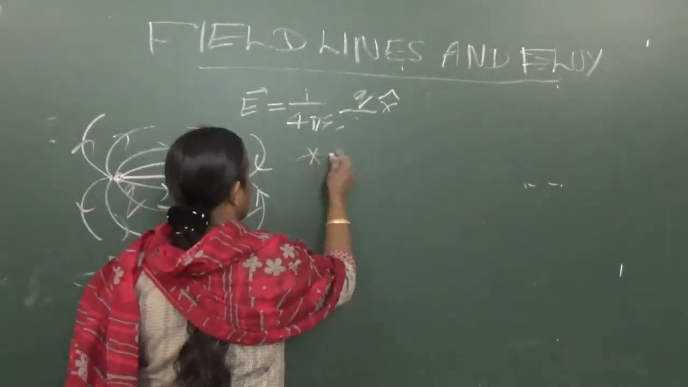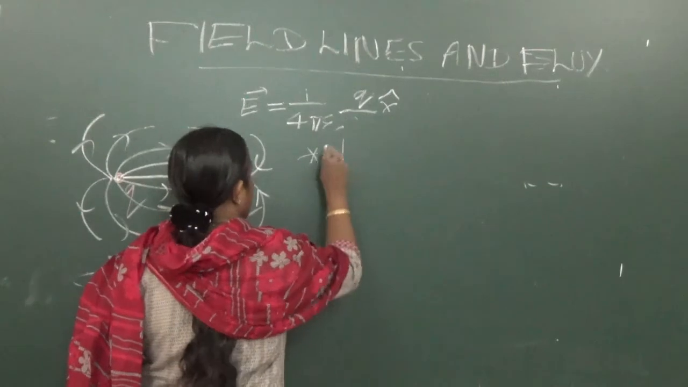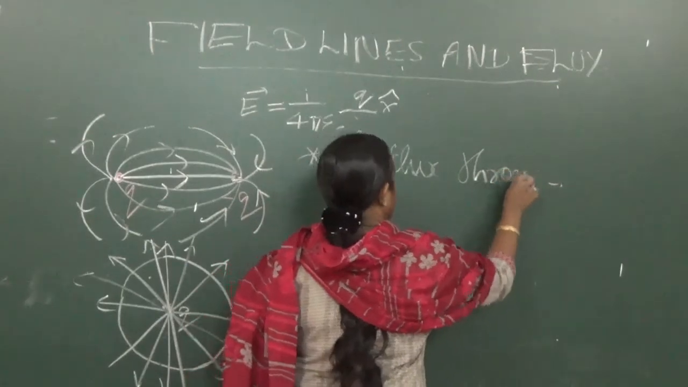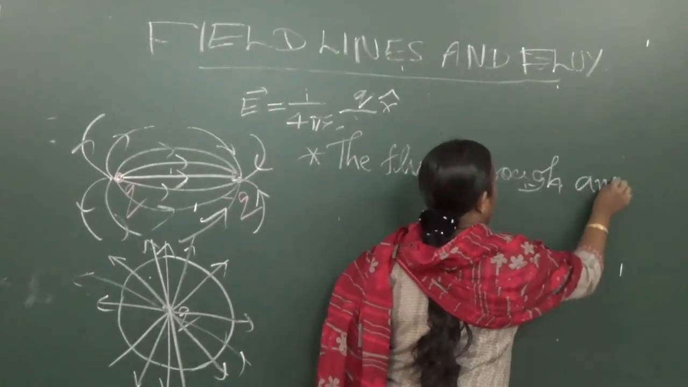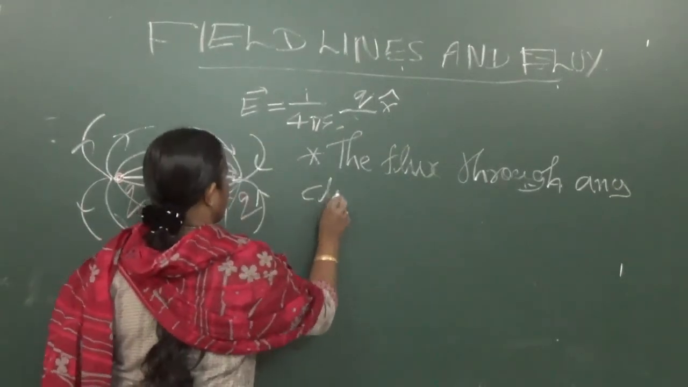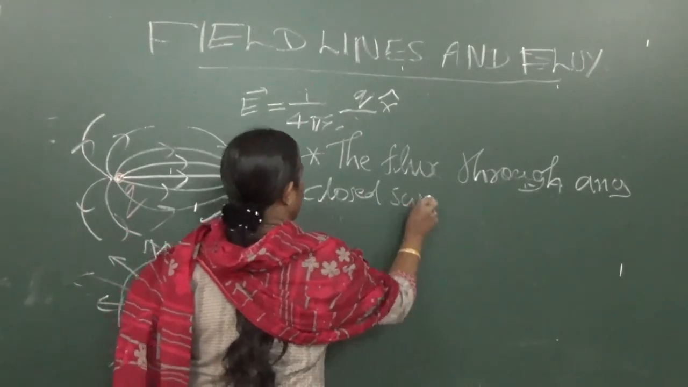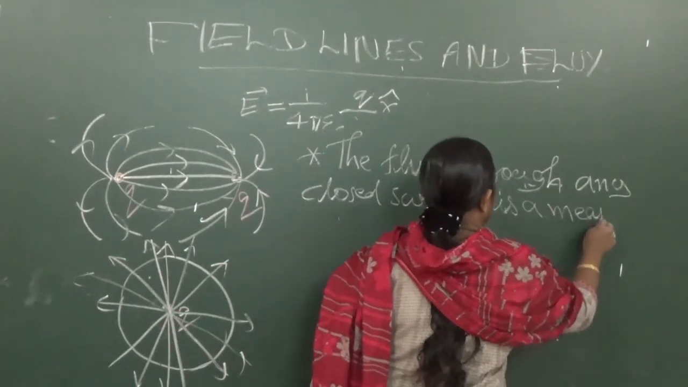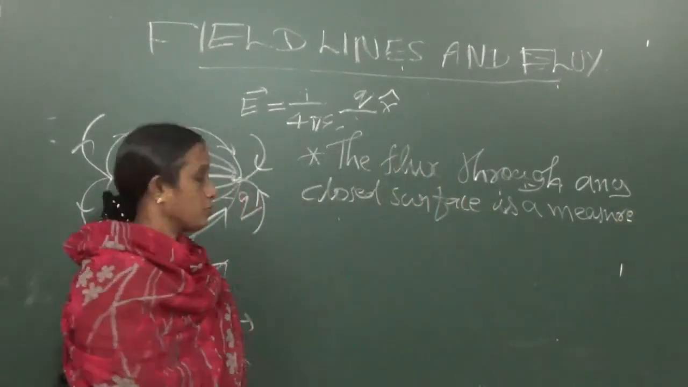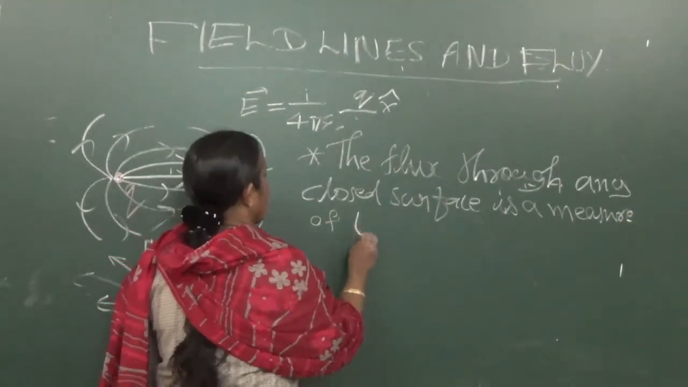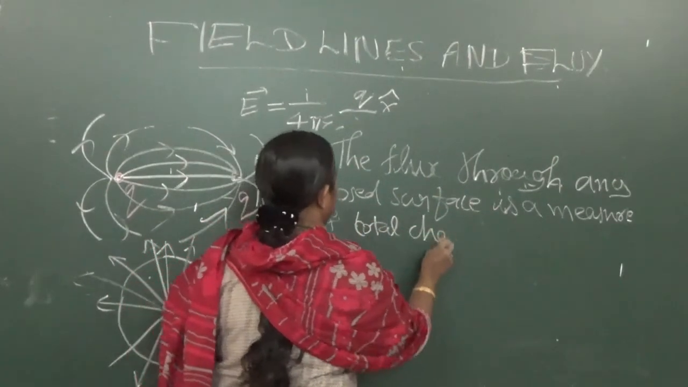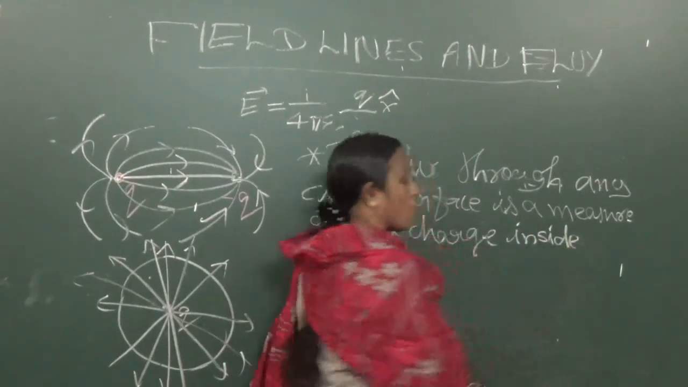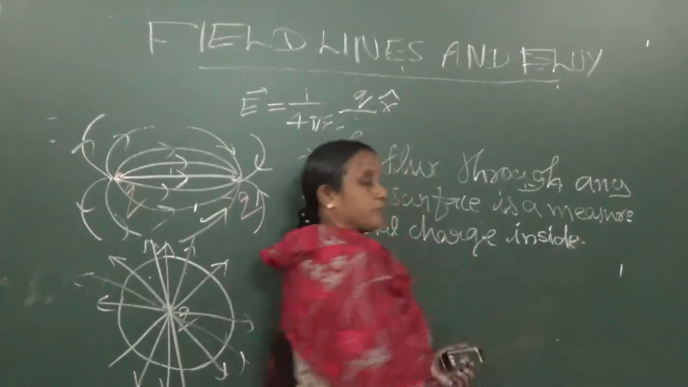That's the first point: the flux through any closed surface is a measure of total charge inside.